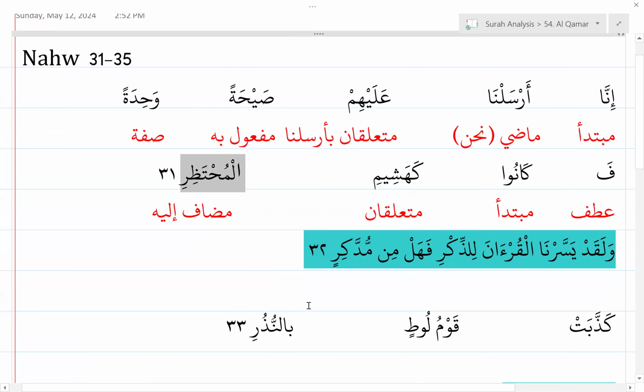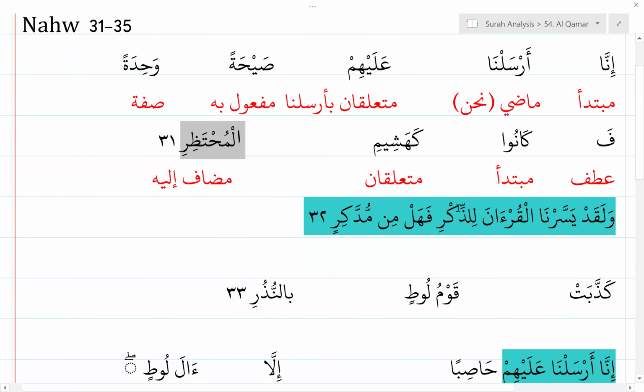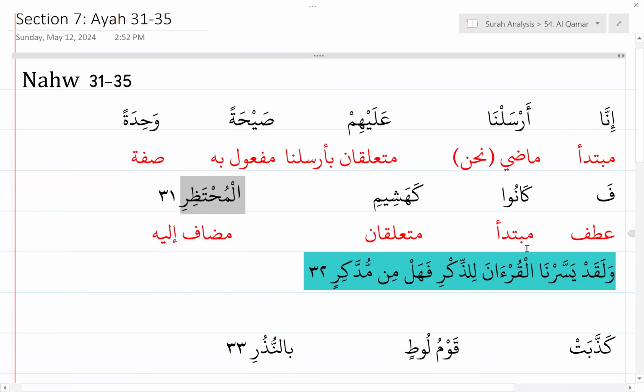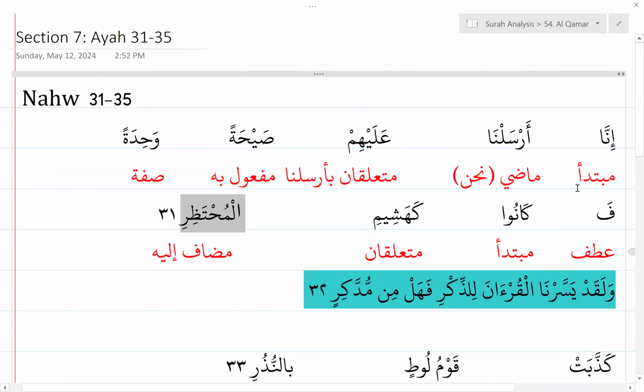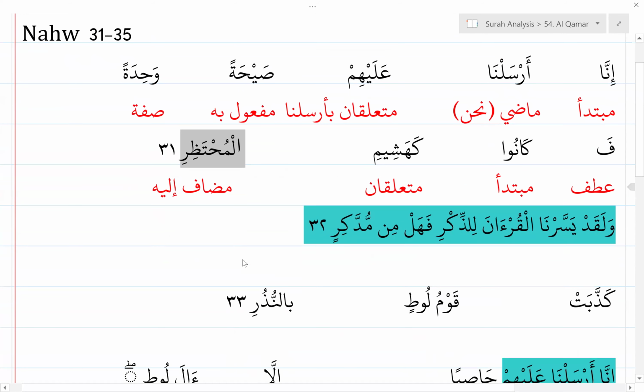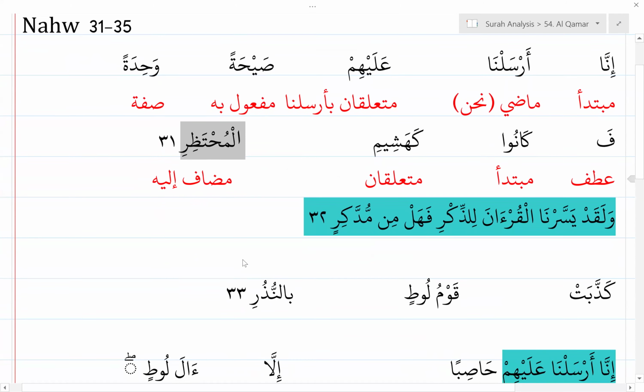So again, you can see the structures are really straightforward, but the language that is being used, it's so amazing how this is done. Very simple structures, but the meanings, subhanallah, it's crazy. And we're going to see that next week. Any questions so far? Are we all clear? How كانوا is the مبتدأ, كهشيم is the متعلق. It's very straightforward.